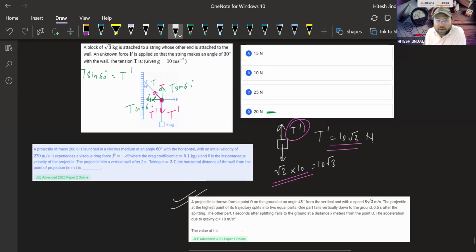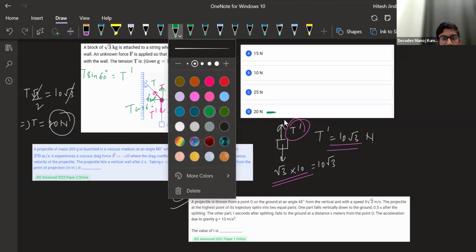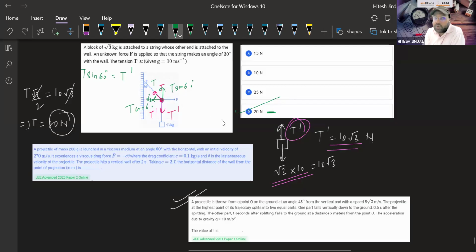So you tell me, sine 60 is what? Root 3 by 2 is equal to T dash. T dash is 10 root 3. So root 3 will get cancelled out. What is T? 20 Newton. So the answer is 20 Newton. But this is the way, right?